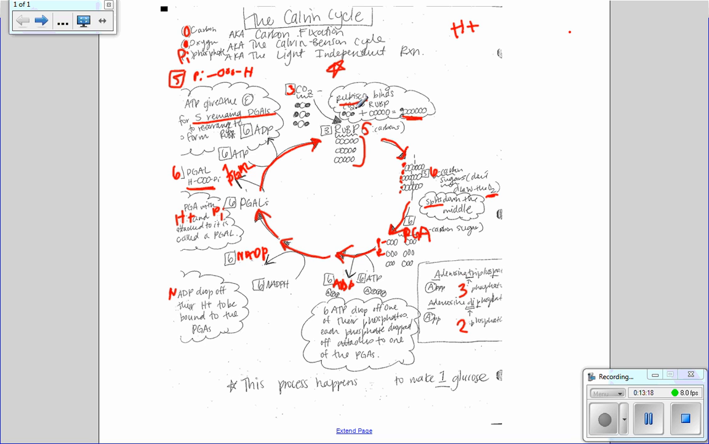Rubisco is a molecule that's going to help those CO2s bond to the RUBP molecules that are waiting here in the stroma. So 3 CO2s bond to 3 RUBPs. The CO2 has 1 carbon, the RUBPs each have 5 carbons. So now we've made 3 6-carbon sugars. Those 3 6-carbon molecules are going to split straight down the middle, making 6 3-carbon molecules. Each of those is called a PGA molecule.